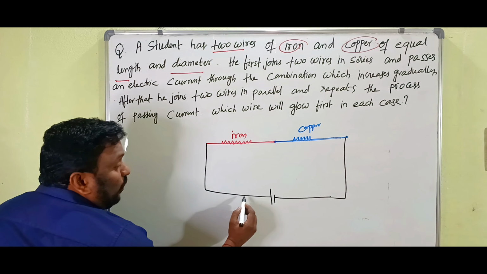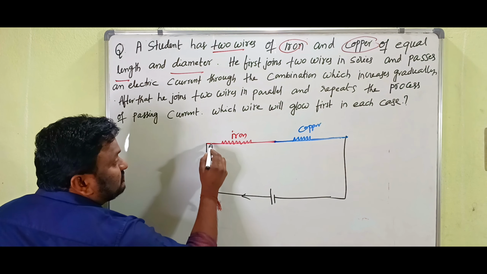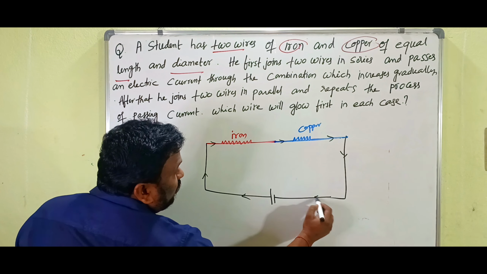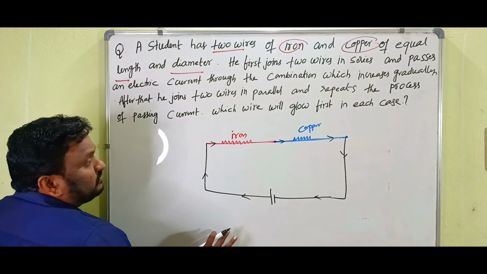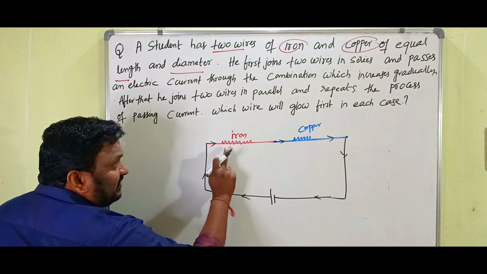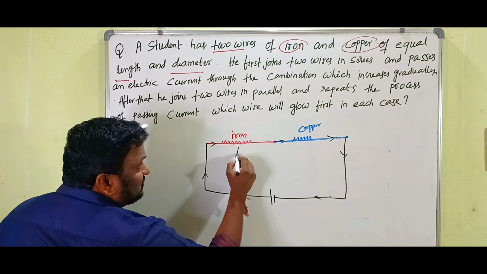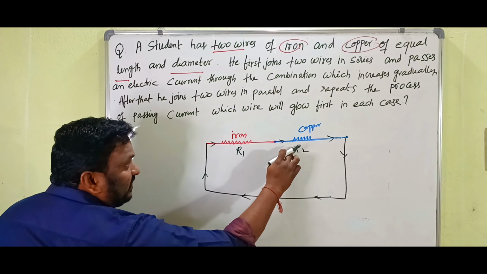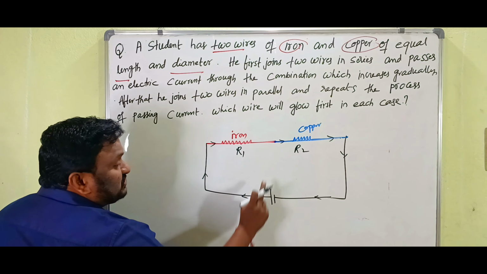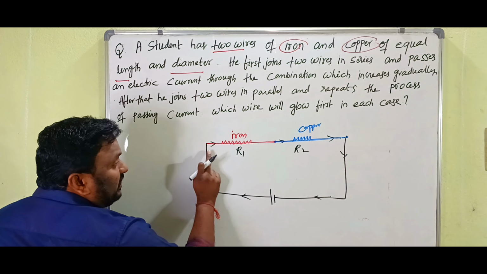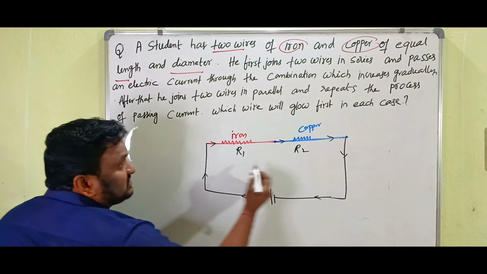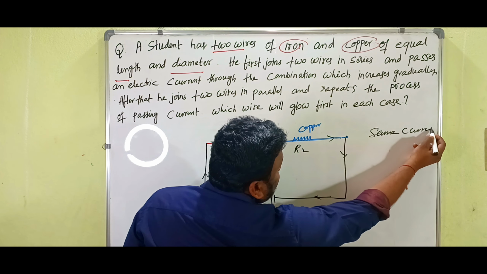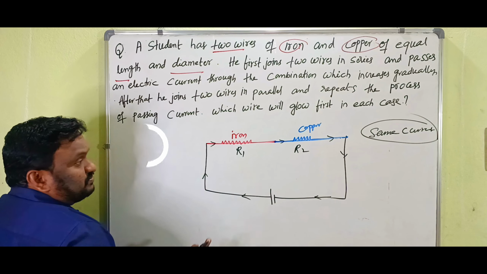Clear? Then obviously the current is moving like this. When the current is passing through the combination, the current is passing through the same resistance. For example, this is R1 and this is R2. When these two are in series combination, the current is moving only in one path. That's why the same amount of current passes through the combination.